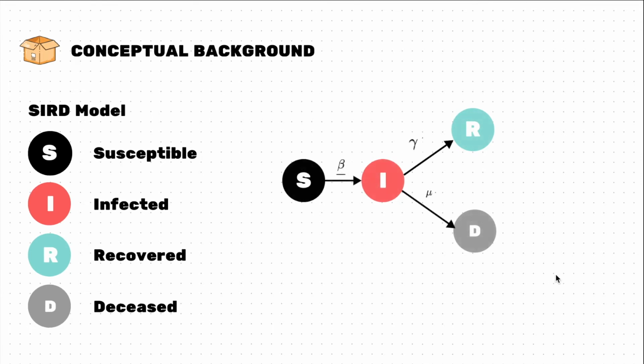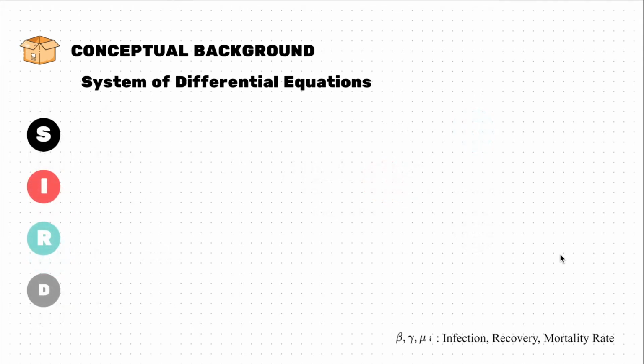As we see, there are 3 factors in this constellation. Beta is the infection rate, gamma represents the recovery rate, and mu represents the mortality rate. So due to a certain infection rate, the susceptible people become infected, and from there on, depending on the rate, this person either recovers or becomes deceased. Obviously, in mathematical models we have some kind of equations. In this case we have differential equations.